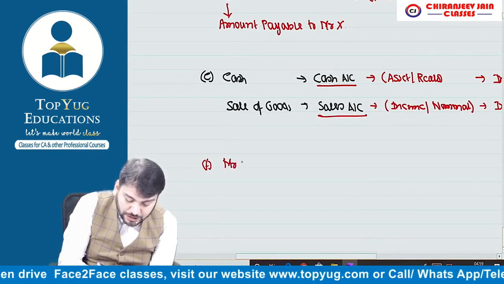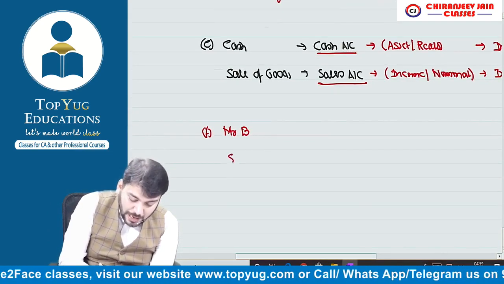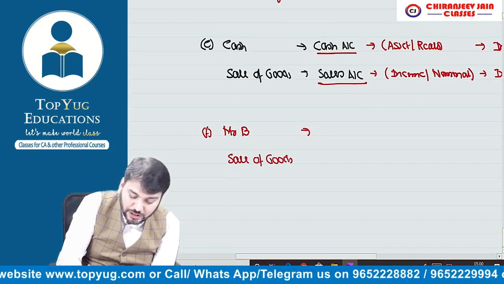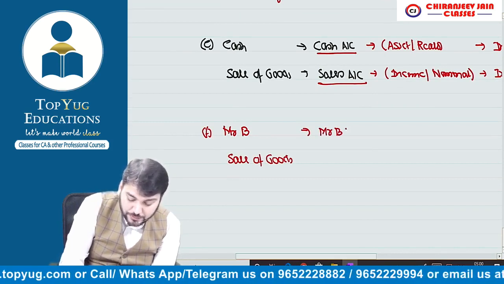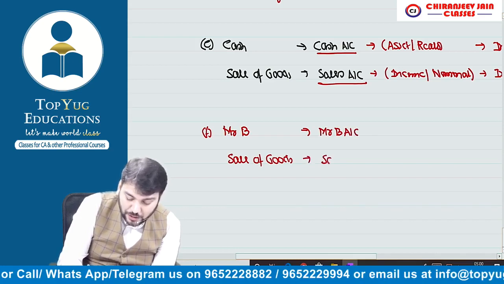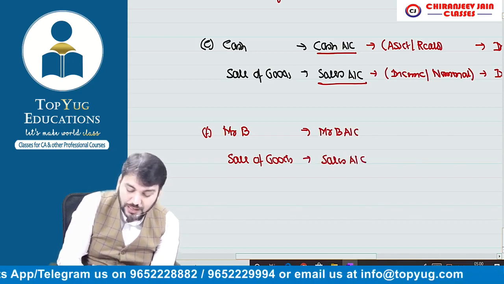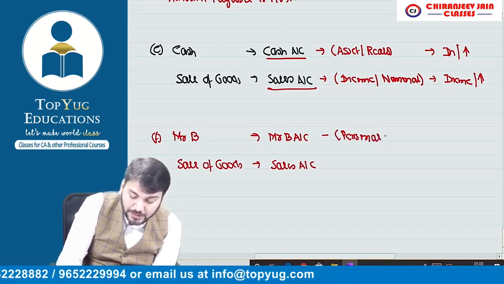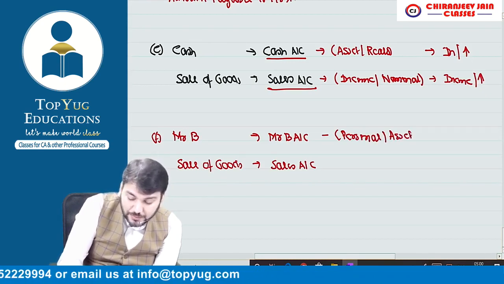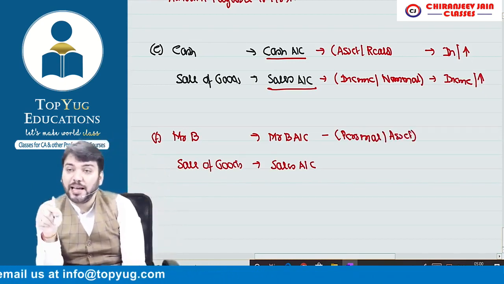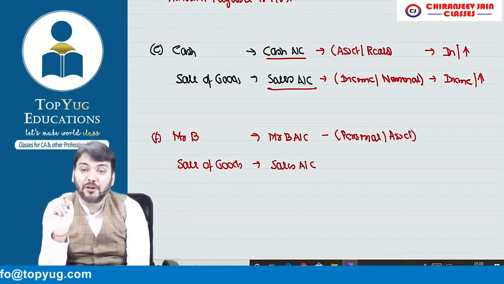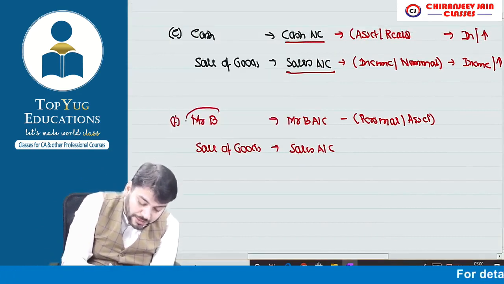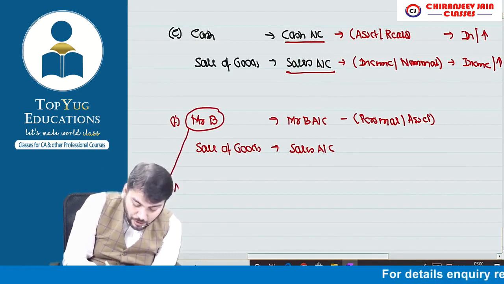So point number F. We need to open Mr. B account for Mr. B, and for sales we'll open sales account. Correct? Can I say Mr. B is a personal account and an asset? Why asset? Because some amount is receivable from Mr. B. First tell me, why is it an asset? Because the amount is receivable from Mr. B.